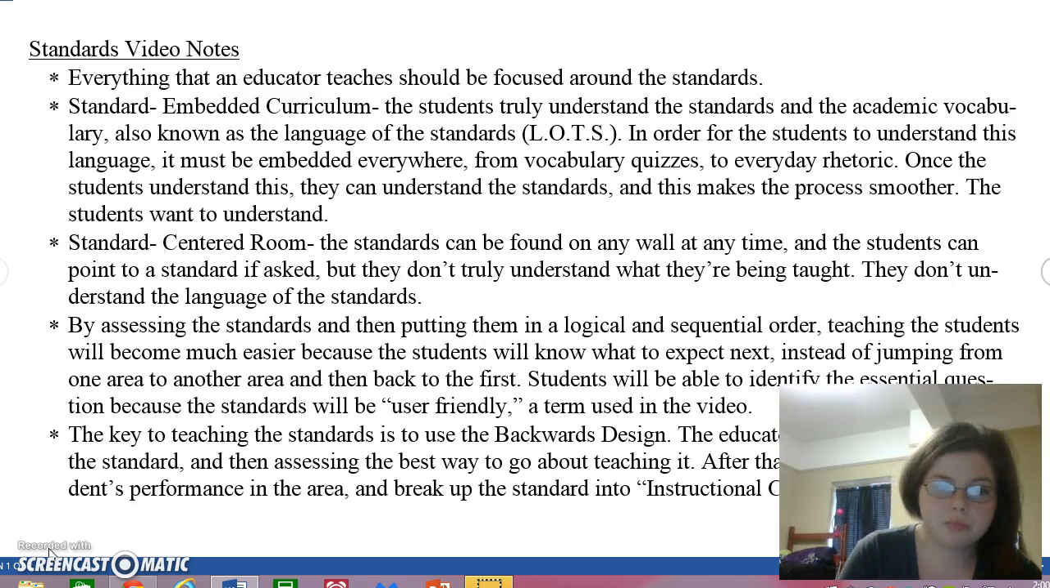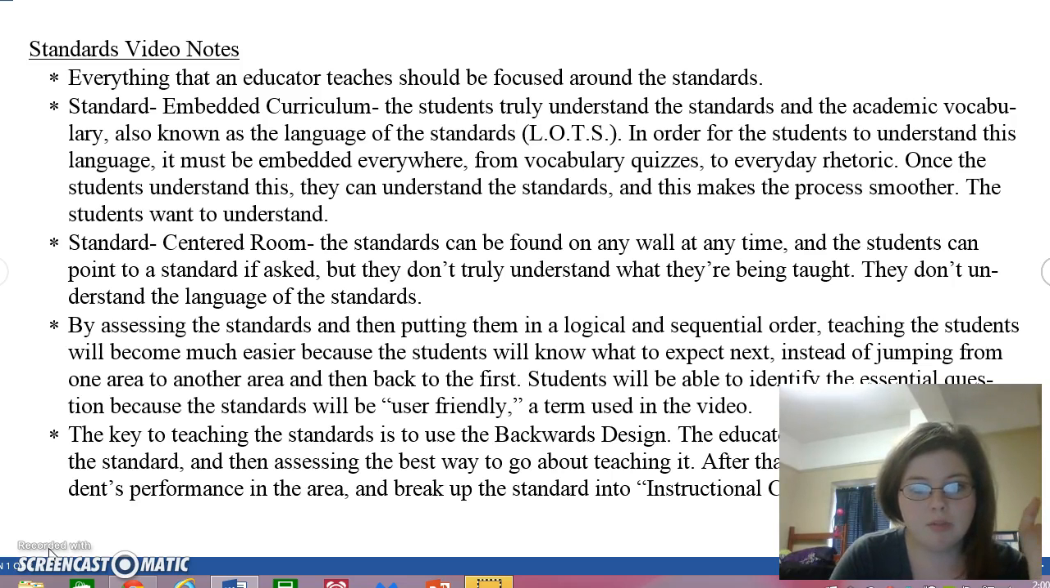And then something they mentioned that I found really interesting and is probably really helpful is what they call the backwards design. The educator begins by looking at the standard, and then they assess the best way to go about teaching it.